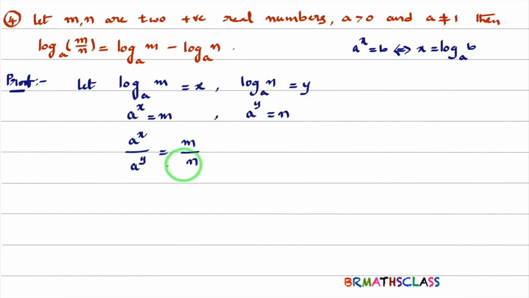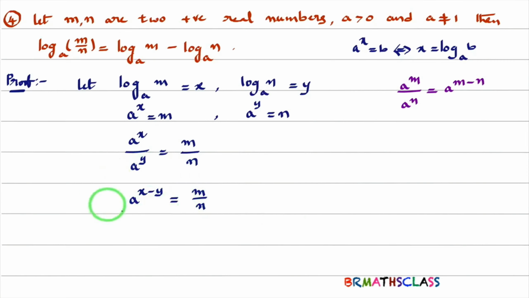A power y is n. So in laws of indices, we learn this formula: a power m divided by a power n. What is the formula in laws of indices? That is a power m minus n. Correct? So please observe here, a power x divided by a power y is a power x minus y, equal to m divided by n. I hope you are understanding.